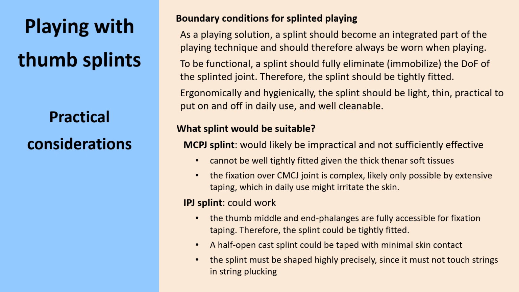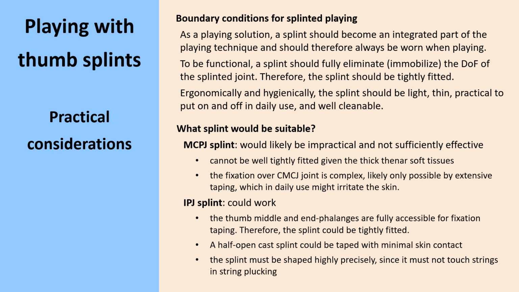What splint would be suitable? An MCP joint splint would likely be impractical and not sufficiently effective. An MCP joint splint cannot be well tightly fitted given the thick, thinner, soft tissues. Moreover, the fixation over the CMC joint is complex, likely only possible by extensive taping, which in daily use might irritate the skin. However, an IP joint splint could work.